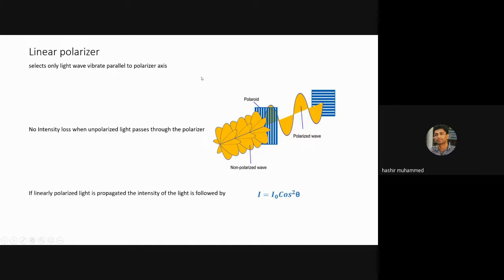For example, this is a polarizer. This is an optical component that will allow the wave vibrating parallel to this axis, because this window is aligned with that. So it will allow only that wave to pass, and it will cut off all other waves. For example, this one will be cut off, this will be cut off, all will be cut off.